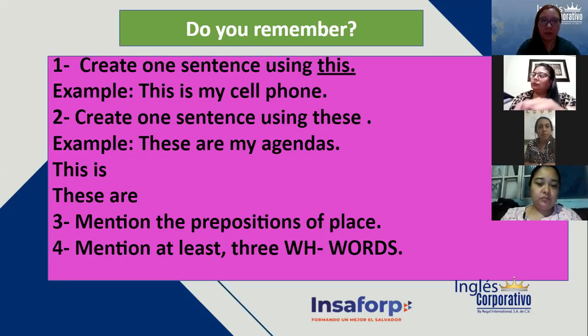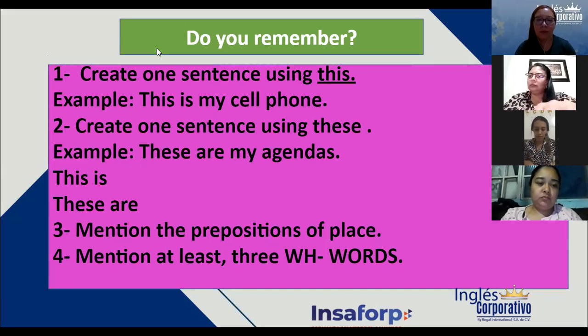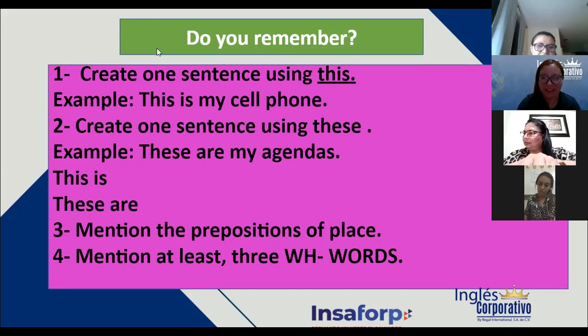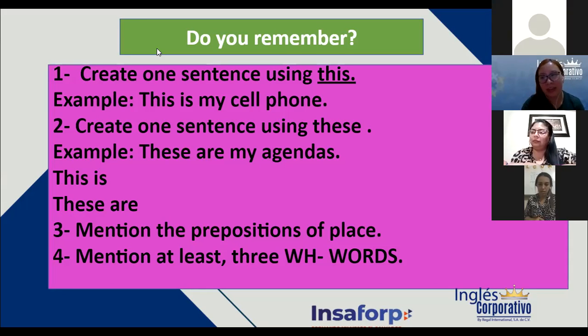Create one sentence using this. Singular, for singular. ¿Quién me da una oración usando this en singular? Veamos. Volunteers. Where are the hands? Alguien está levantando la mano, porque no me aparece nadie levantando la mano. Volunteers. Ana Girón, por favor. What is this? Ana, por favor. What is this? Repeat. What is this? Está preguntando. Muy bien. What is this? ¿Cómo lo contesta, Ana?